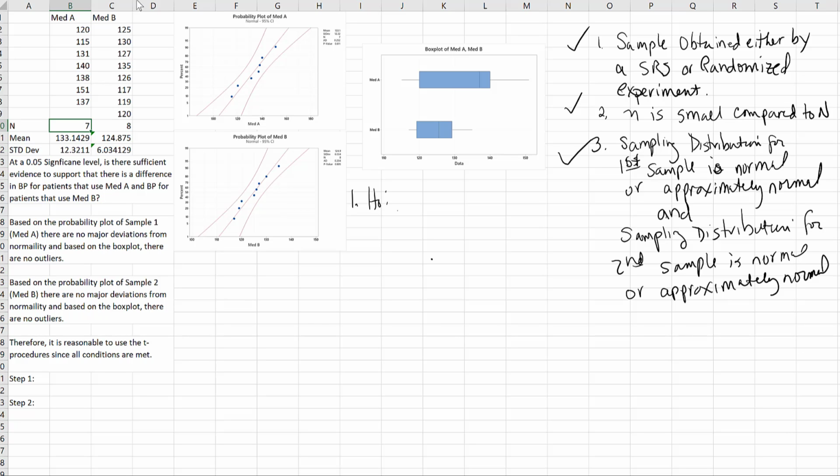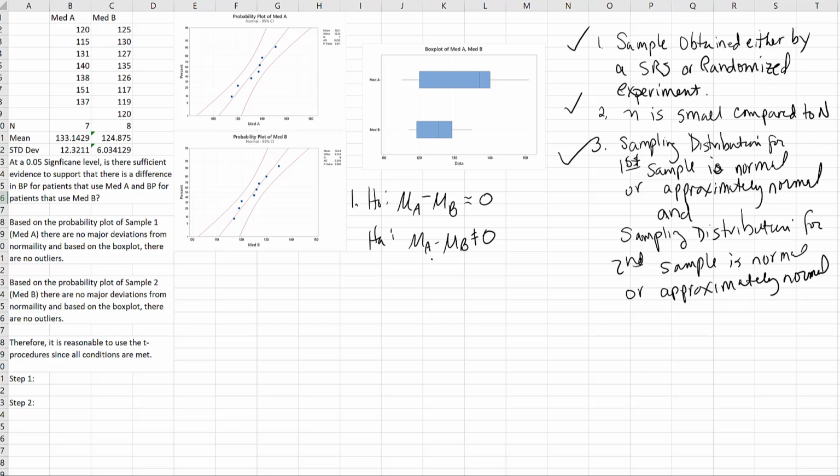Well, we're going to assume that the mean of sample A, people that took Med A, minus the mean of sample B, people who took medicine B, they're equal. So if I subtracted the two, it would be 0. The alternative is we're just seeing if there's a difference. So mu A minus mu B just doesn't equal 0. There's a difference between the two, and we want to look for that. So that's the first step, writing the null and alternative.